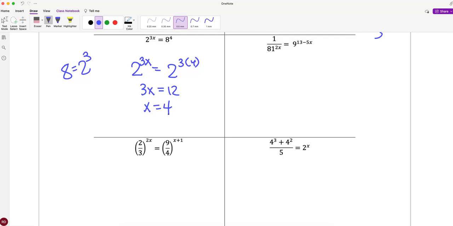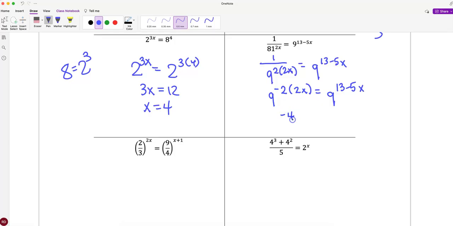So if I look at this one, 81 is 9 squared. So this is 1 over 9 squared to the 2x, equal 9 to the 13 minus 5x. To get this 9 on the top, I just make the exponent negative. So now I've got the same number on both sides, set the exponents equal to each other. Negative 4x equals 13 minus 5x. So you're going to get x equal 13.